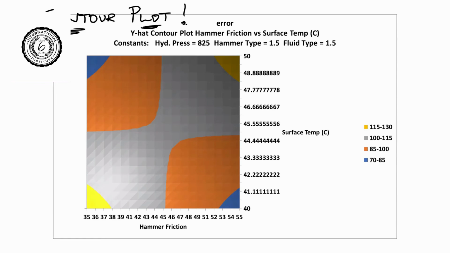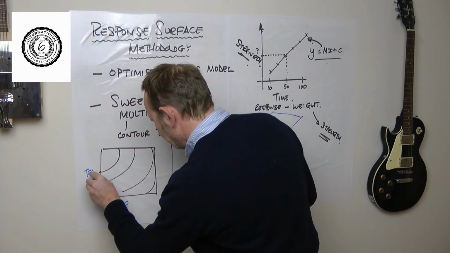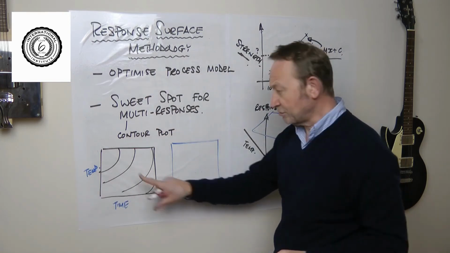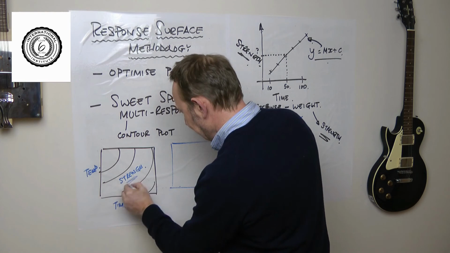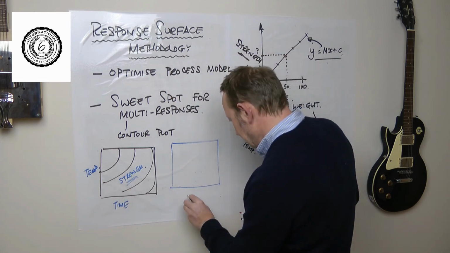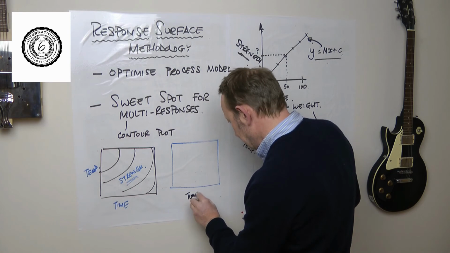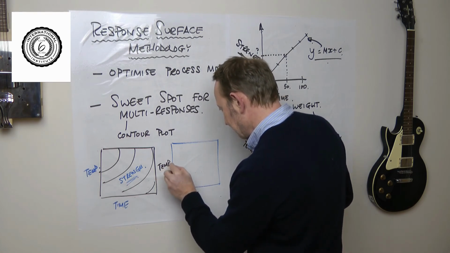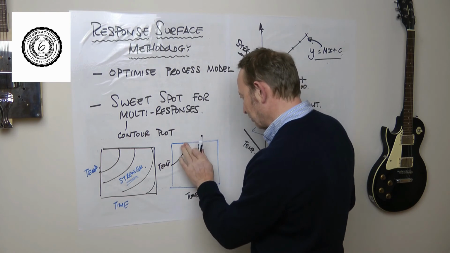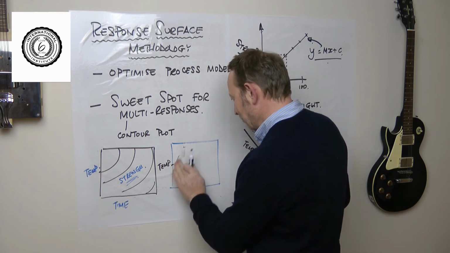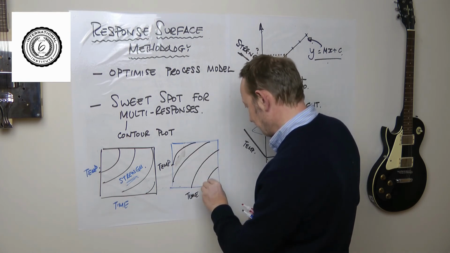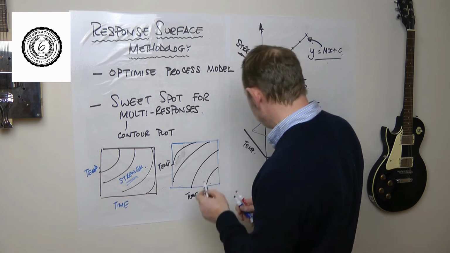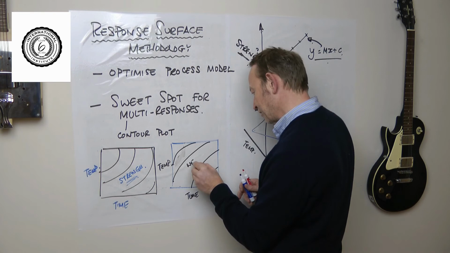So you would draw a contour plot. You would have time and temperature on this contour plot. This would be the strength contour plot. You would have time and temperature on this contour map. So let's draw something slightly different so it makes a bit more sense. So I'm going to draw something that looks like this. Okay, so this contour plot wouldn't be showing strength, this would be showing the weight.